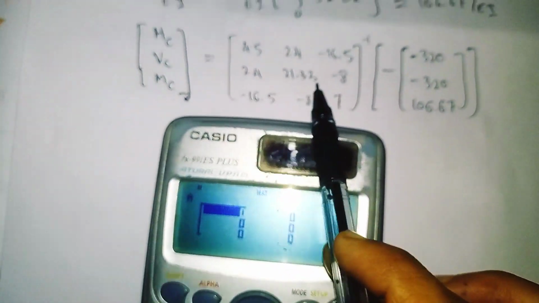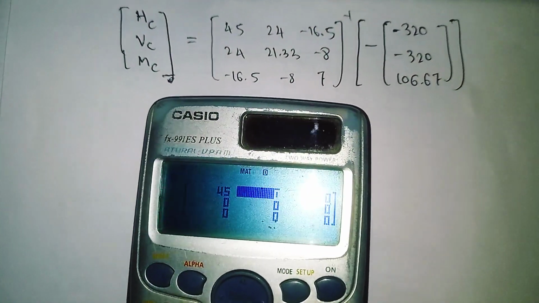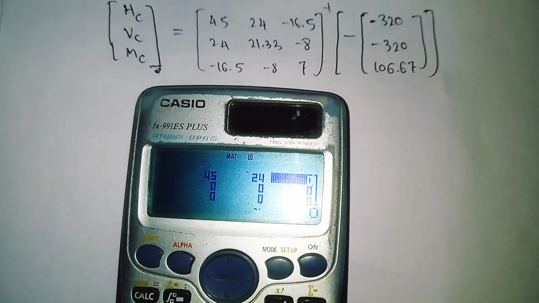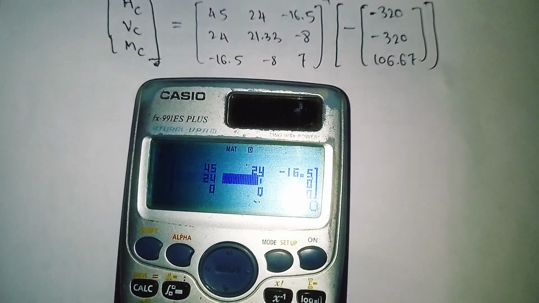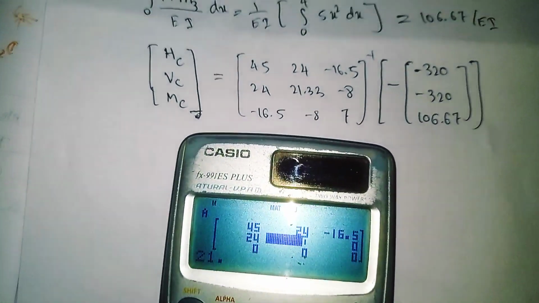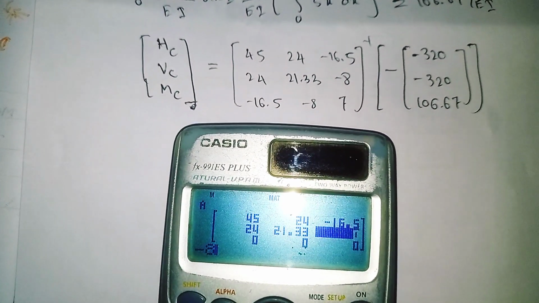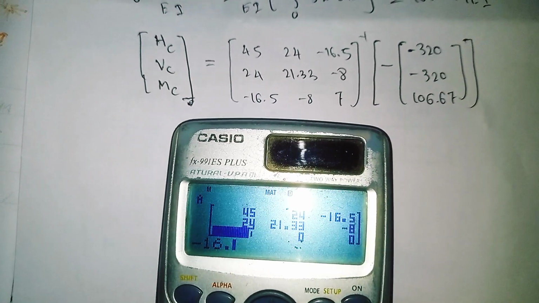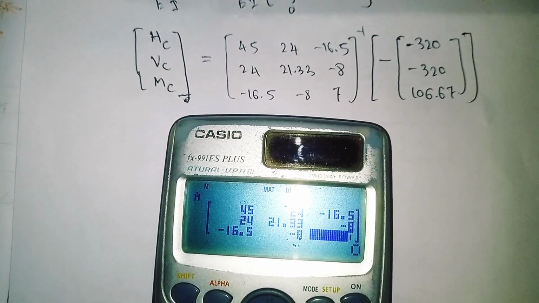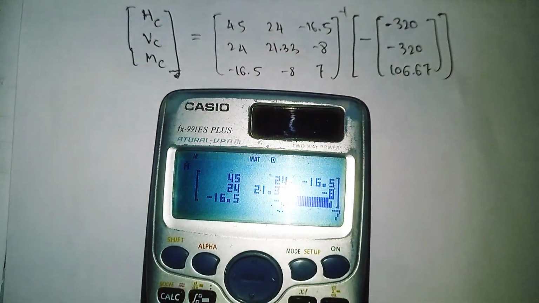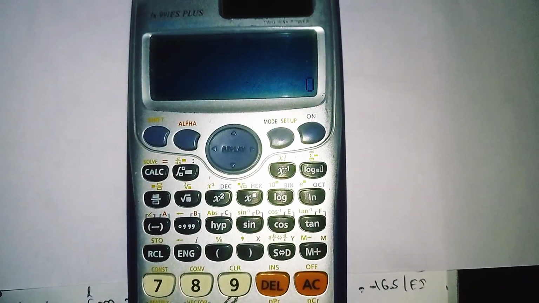So now substitute all these values. The value is 45, equal to 24, equal to minus 16.5, equal to 24, equal to 21.33, equal to minus 8, equal to minus 16.5, equal to minus 8, equal to 7, equal to. So now after filling we need to press AC1.